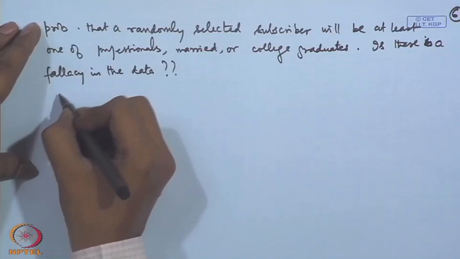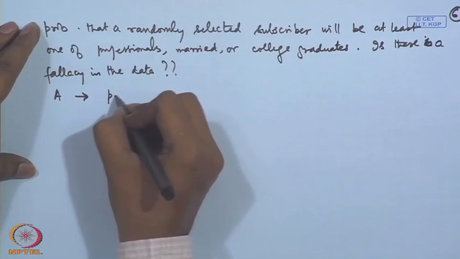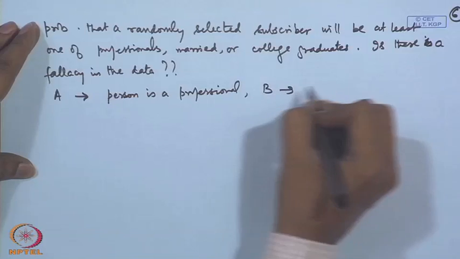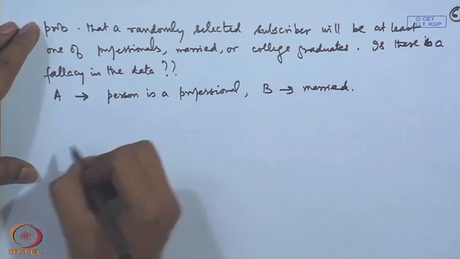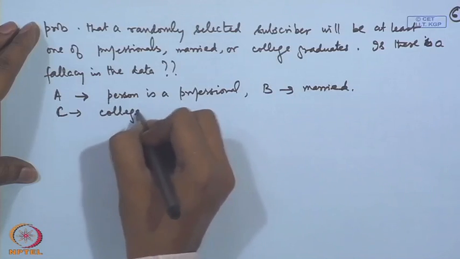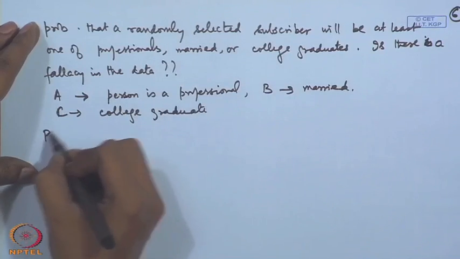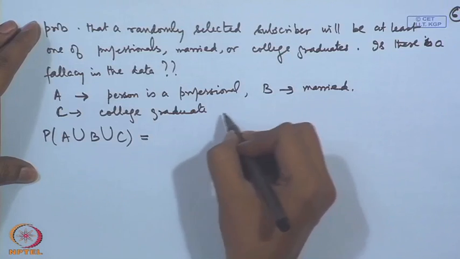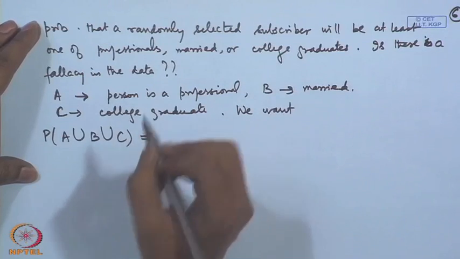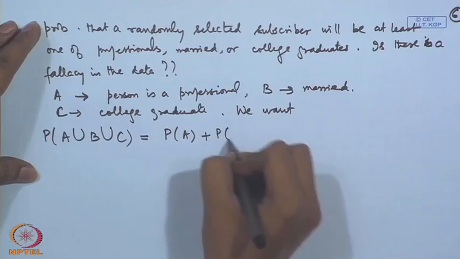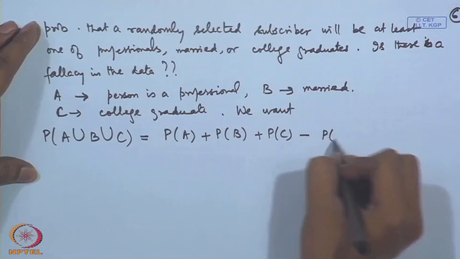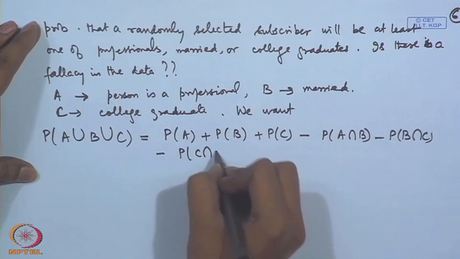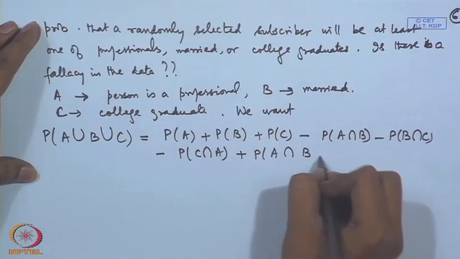Let us see. Suppose I define the event A as that the person is a professional, B is the event that the person is married, and C is the event that he is a college graduate. Then basically we are interested in the probability of A union B union C. Now, according to the addition rule, this will be probability of A plus probability of B plus probability of C minus probability of A intersection B minus probability of B intersection C minus probability of C intersection A plus probability of A intersection B intersection C.